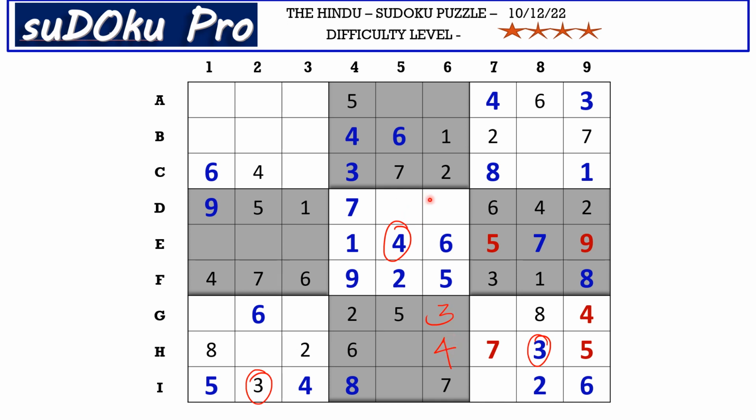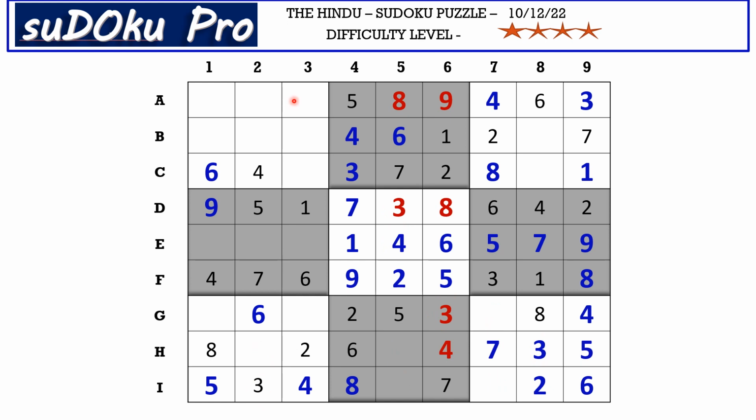Now we know that we miss 3 and 8 here, so this 3 blocks here, so D6 takes 8 and D5 takes 3. We know that we miss 8 and 9 here, so this 8 blocks here, so A6 takes 9 and A5 takes 8. Now here we miss 1 and 9 in these two. We miss 1 and 9 here. Here again we miss 1 and 9. Here again in this H row we miss 1 and 9. And here we miss 1, 7 and 9. So with this let's move on to the upper section.